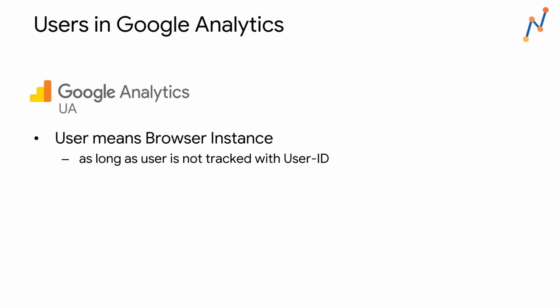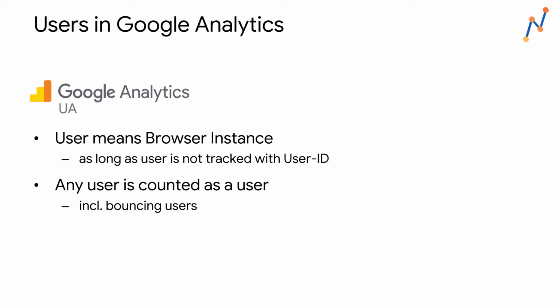A problem in Universal Analytics with regards to users is that any user is counted as a user. So this metric also contains users which left a website's page right after they landed there. And even though this behavior is counted as a bounce, it is also counted towards the user metrics in Universal Analytics, which after all makes the metric's reliability suffer and somewhat blurs its meaning.